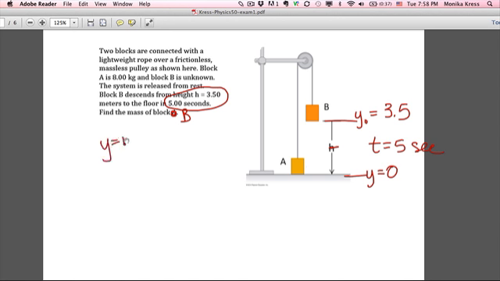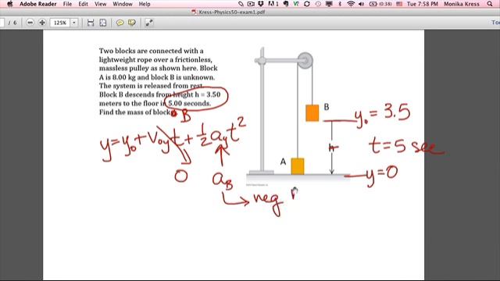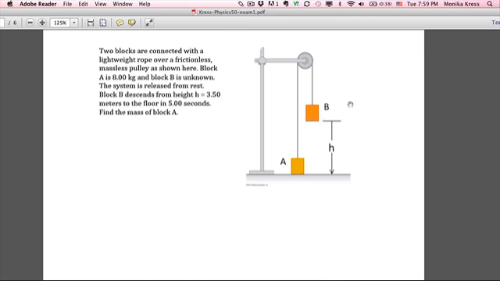Use this equation, y equals y0 plus v0y t plus 1/2 ay t squared, where you start at 3.5 meters, that's your y0, you land on the floor, that's 0. This is 0 because it starts from rest. ay is what you want to solve for. This is aB, and this should come out to be a negative number, some negative number of meters per second squared. Okay, so once you have aB, here's what we're going to do with it. At this point we have the acceleration of B equal to some negative number.